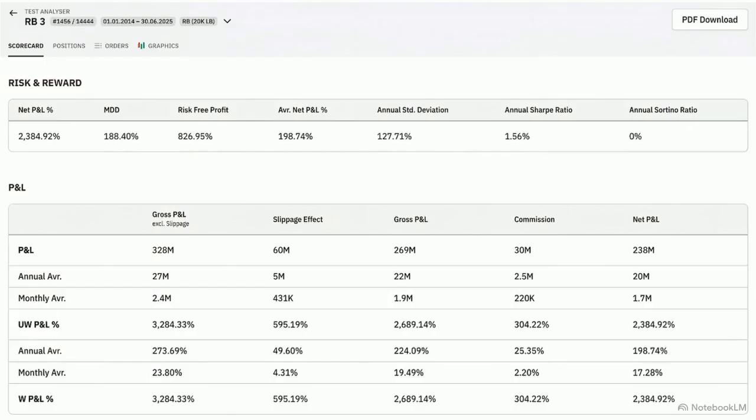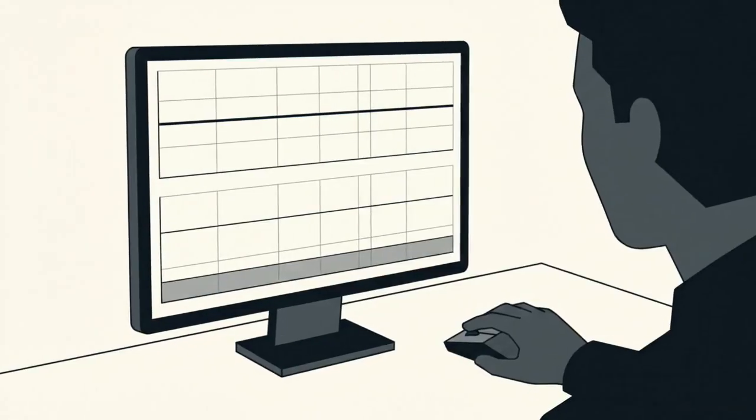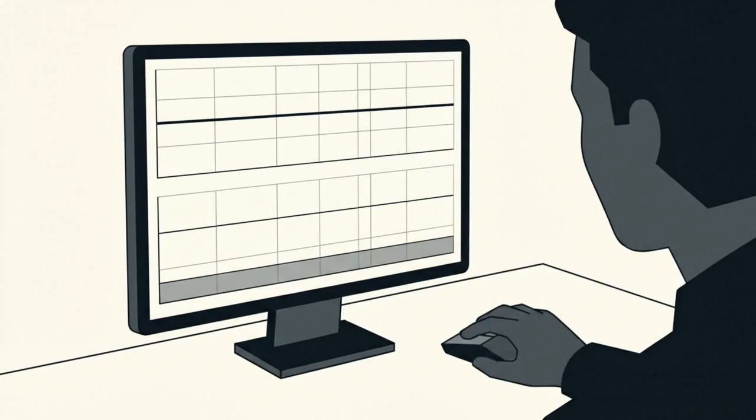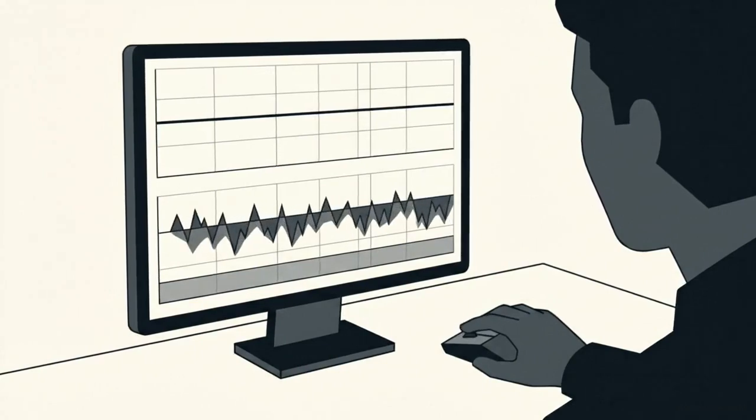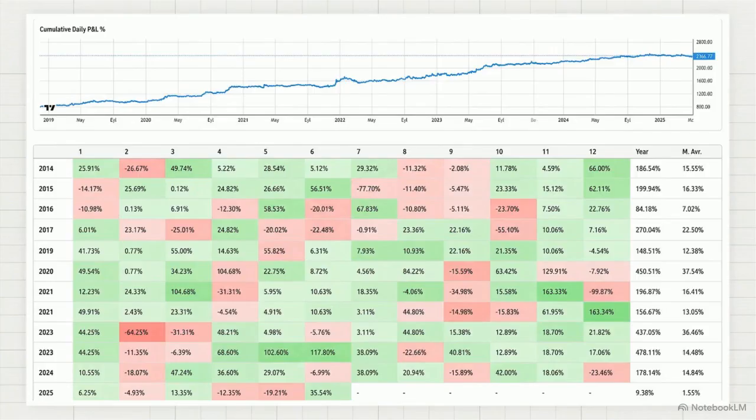Looking at the risk and reward scorecard again, checking the annual Sharpe ratio right next to the annual Sortino ratio provides a clearer view of your true market exposure. Sortino provides a more practical picture for real-world application because it only lowers your score for the volatility that threatens your capital. This wide view shows a monthly P&L percentage heat map.